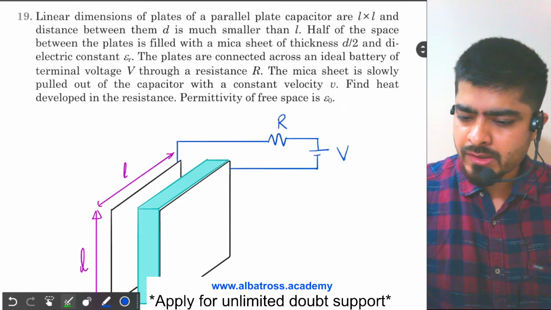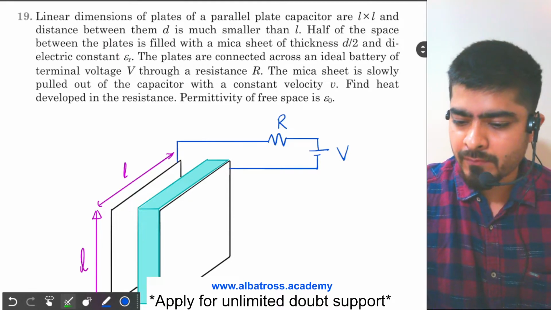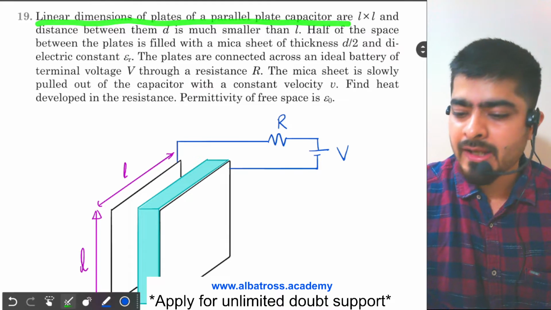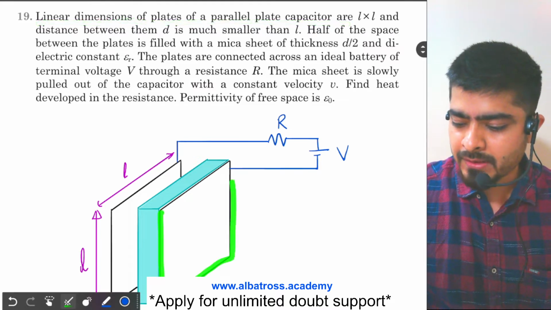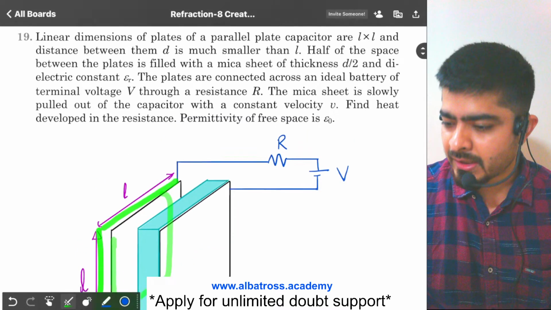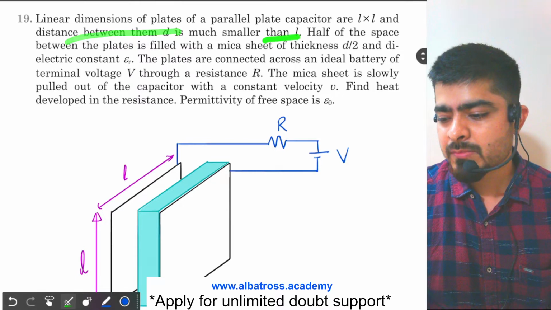Students, see this question number 19 from chapter 13 of Pathfinder for Physics Olympiad. We have linear dimensions of plates of a parallel plate capacitor as L by L. So here you got a parallel plate capacitor, right? Whose length and width is L and L, correct? The distance between the plates is small d, okay, which is much smaller than L.